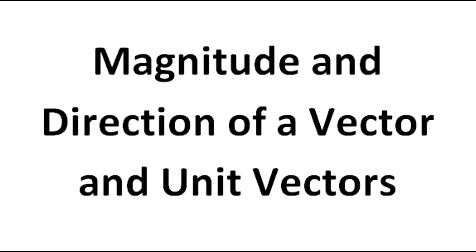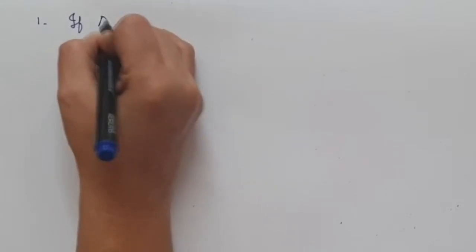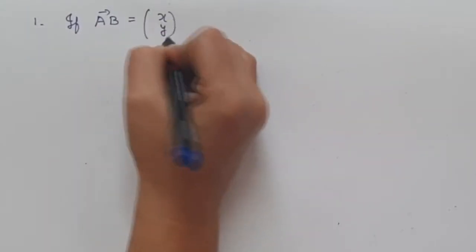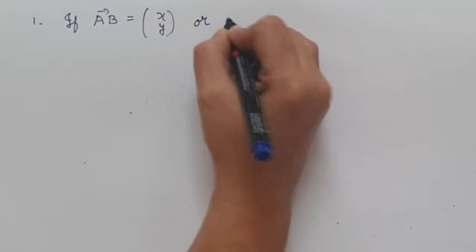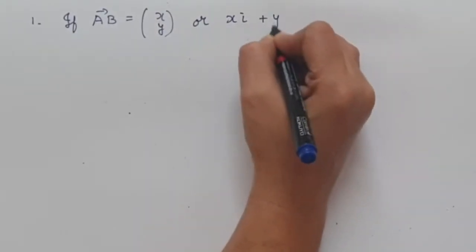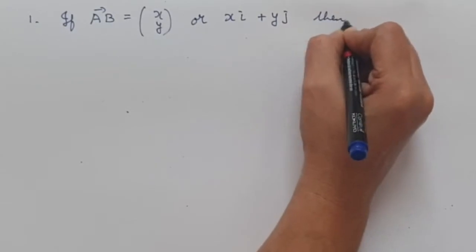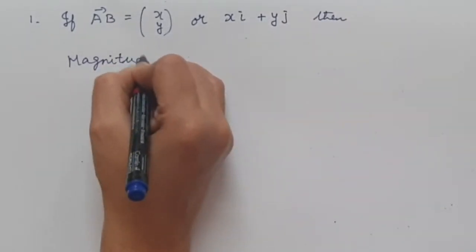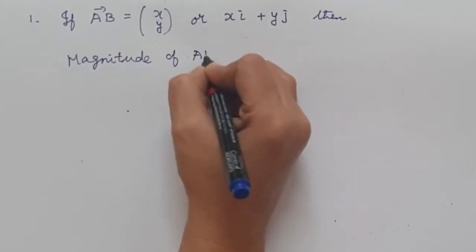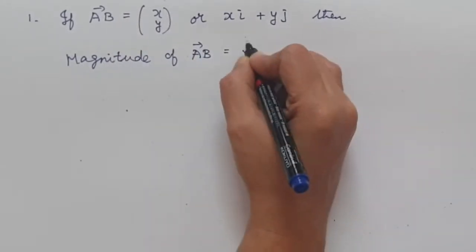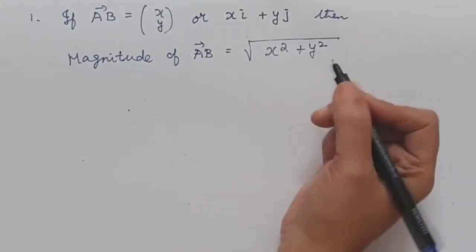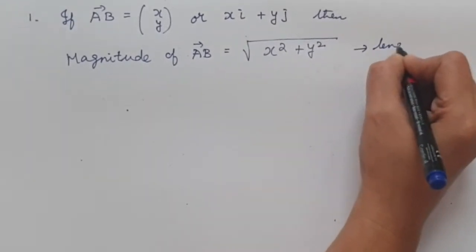Magnitude and direction of a vector and unit vectors. The first thing: if AB is the vector given to us, which represents (x, y), or it can also be written as xi plus yj, then the magnitude of vector AB will be equal to the square root of x squared plus y squared. This magnitude is nothing but the length of the vector.